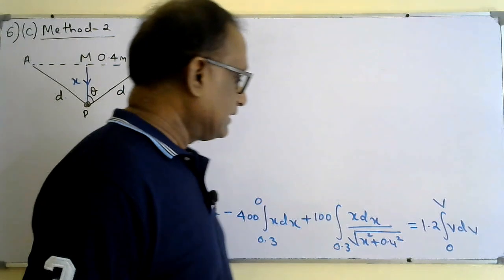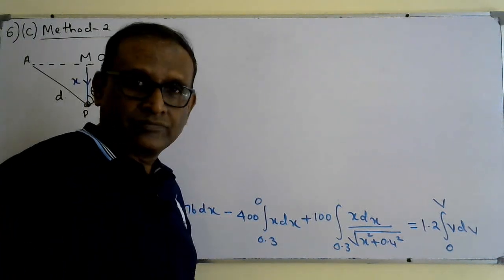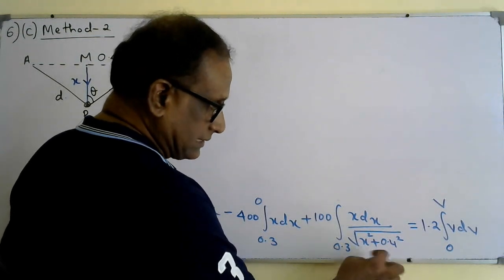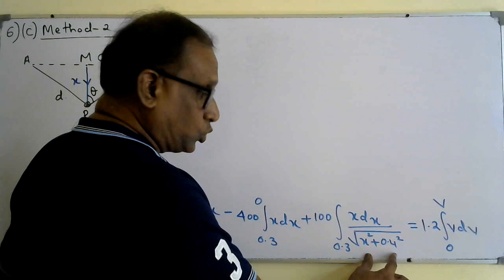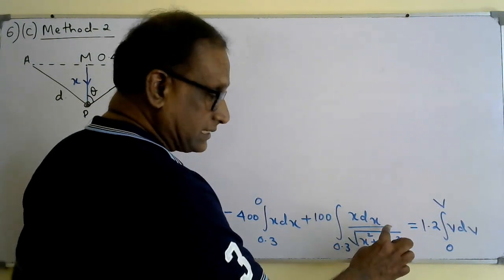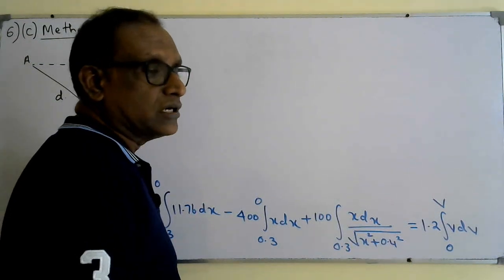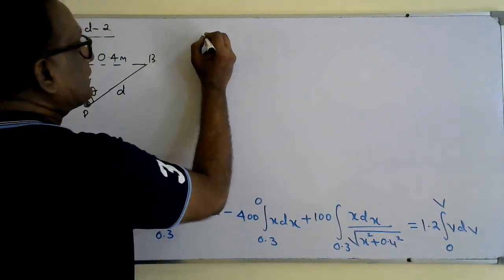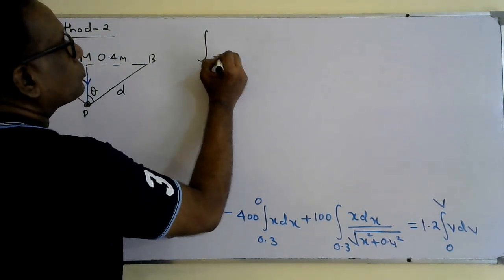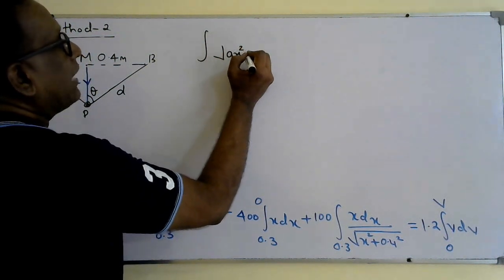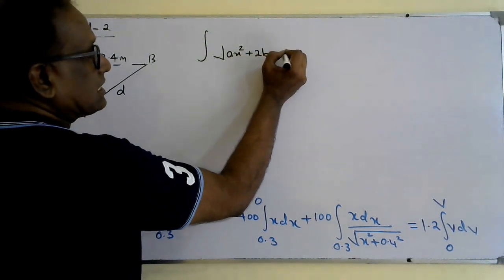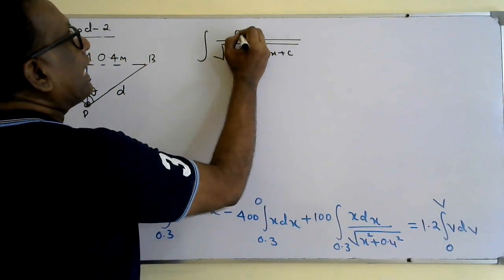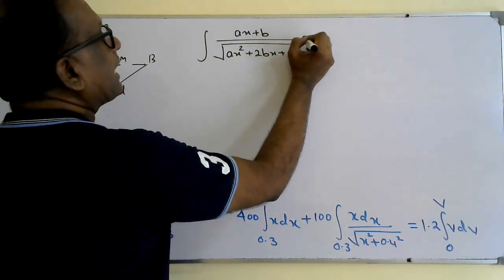So here you can see this is a standard format we use. If you differentiate the inner part inside the square root, you will get 2x, but since there's a square root, half of the 2x is x. You can remember this pattern: if there's an integration like this, the square root of ax squared plus 2bx plus c, with (ax plus b) dx.